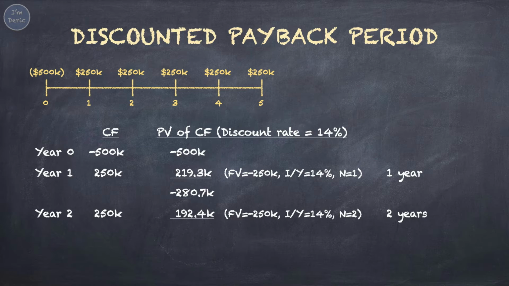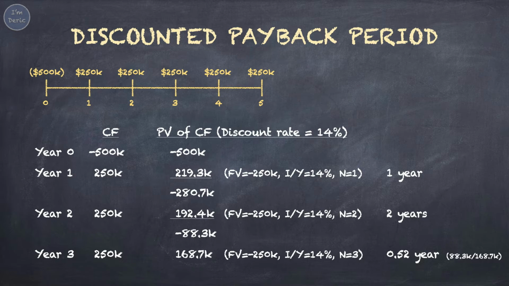Year 2, cash flow is $250K. Just follow the same way to get the PV of year 2 cash flow. Using financial calculator, key in FV equals negative $250K, I/Y equals 14%, N equals 2, you will get the PV of year 2 cash flow, $192.4K. We will still need to recover another $88.3K.